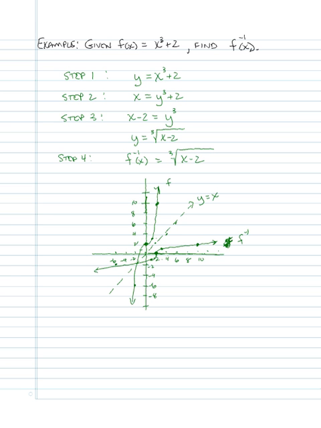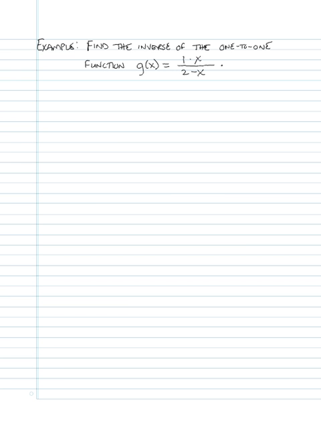Let's do one more calculation, well, actually a couple more calculations, but let's do another calculation here on finding an inverse. Okay, so you can see here we're to find the inverse of the one-to-one function g of x equal 1 minus x over 2 minus x. And I threw this in just to let us know that this function does in fact have an inverse. Okay, so we'll go about our business.